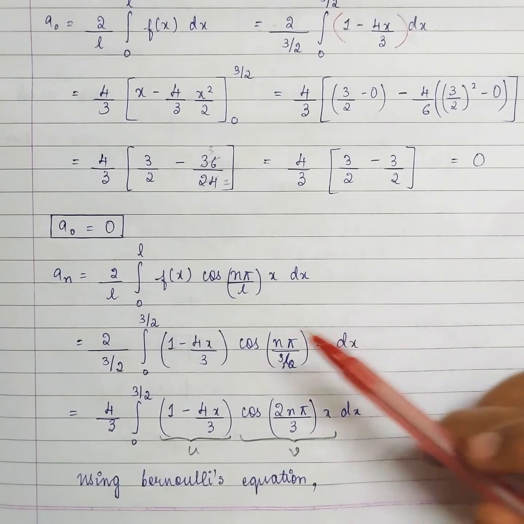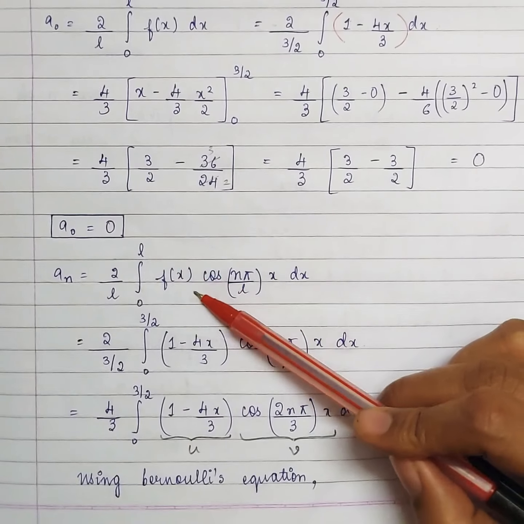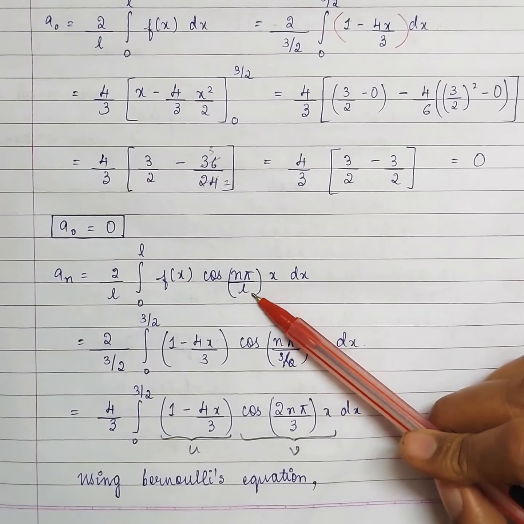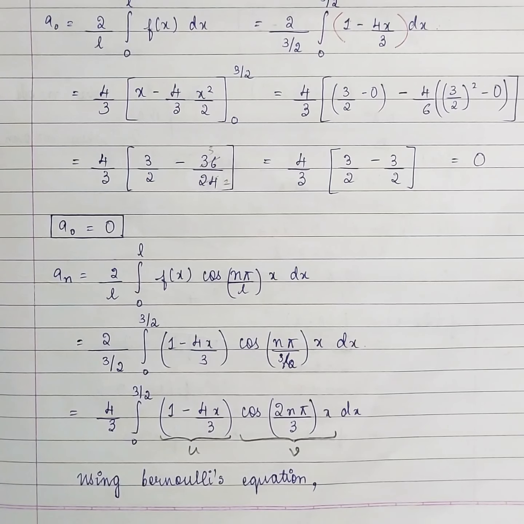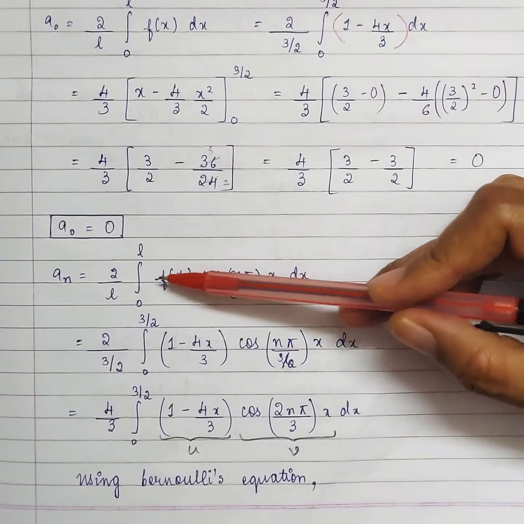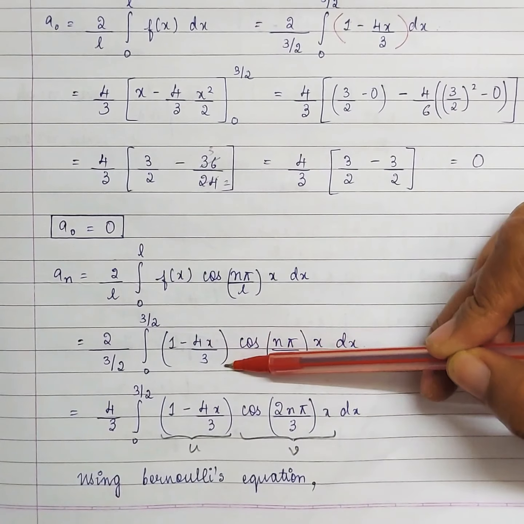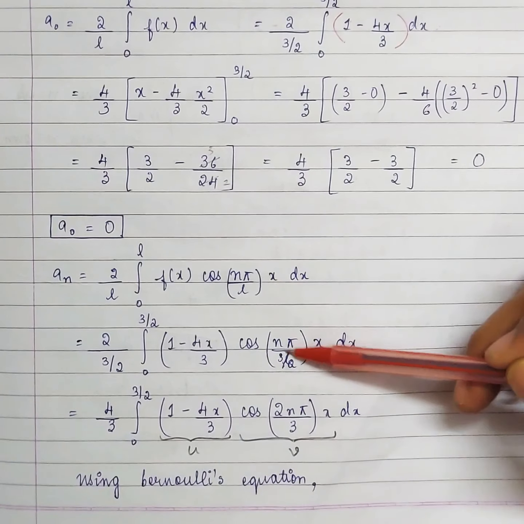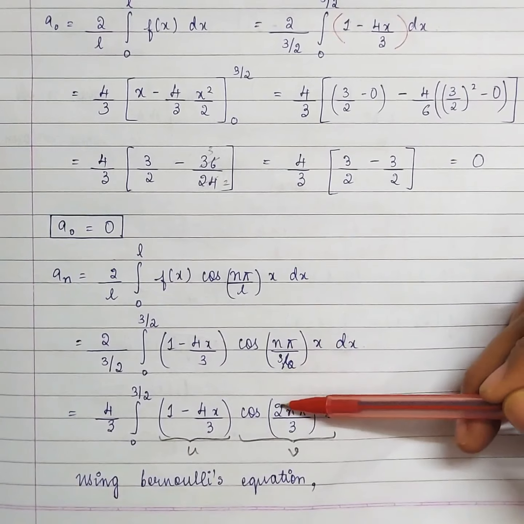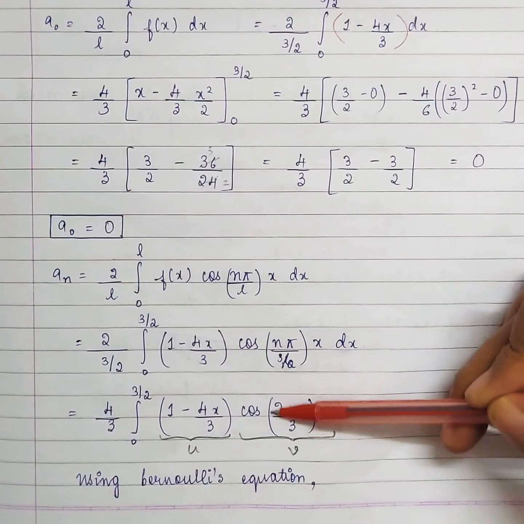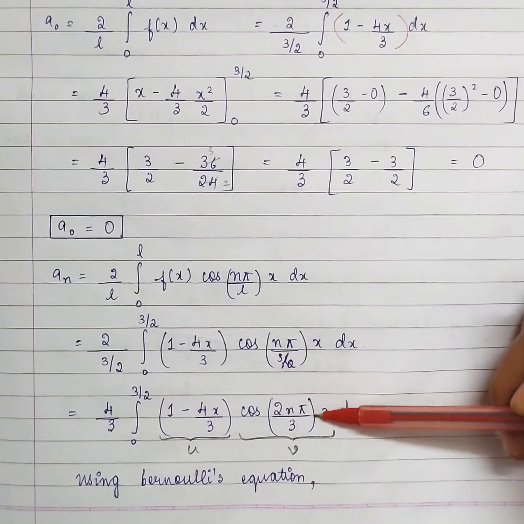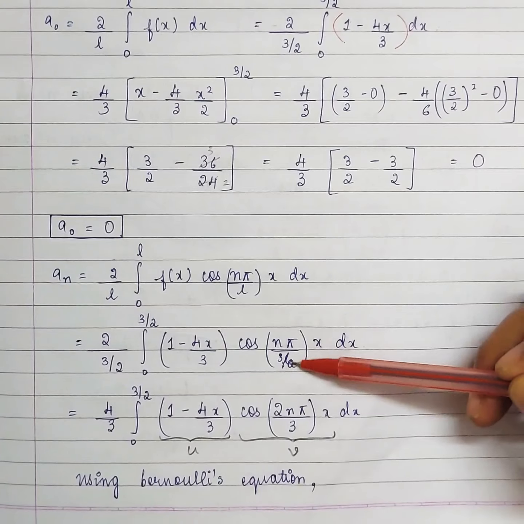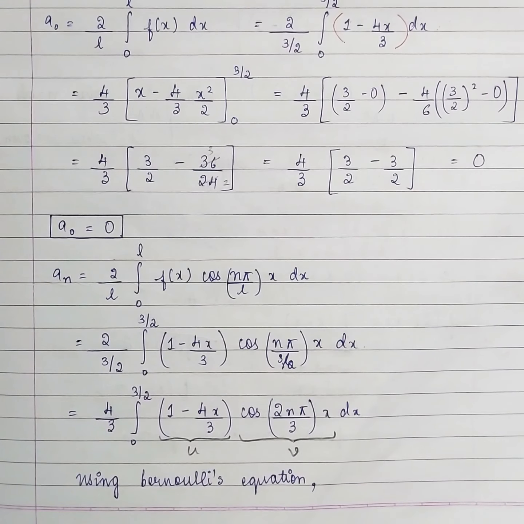So 2 by L, integral 0 to L, f of x cos n pi x by L dx. Here you are getting L. In the last problem L was 1, so it was easy for you. So the function f of x in 0 to L is 1 minus 4x by 3, same, and cos n pi x by L, where L is 3 by 2. So your function is 2 by 3 n pi... this is the whole constant value into x dx. So what's the constant here? This 3 by 2, this 2 will go to the numerator, 2 n pi by 3.